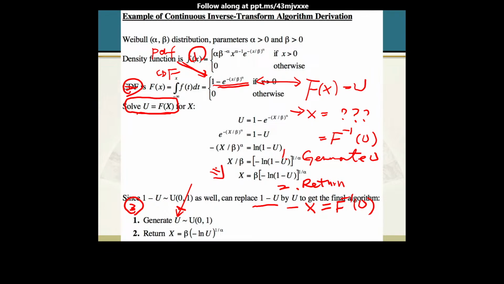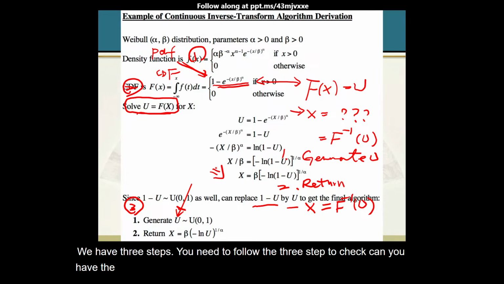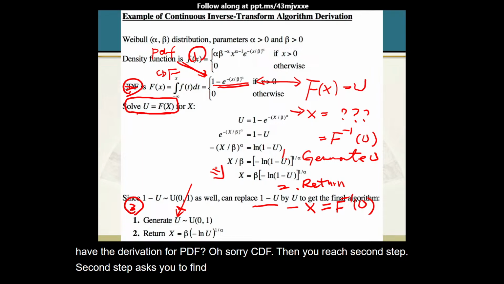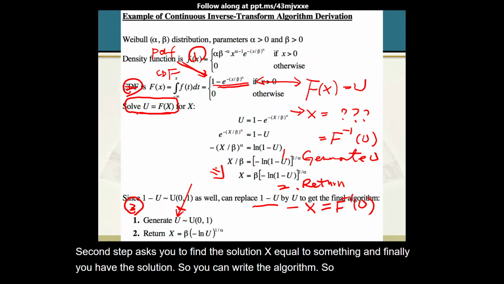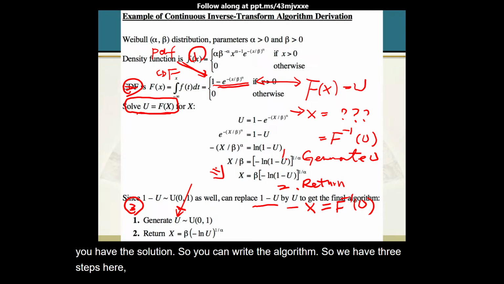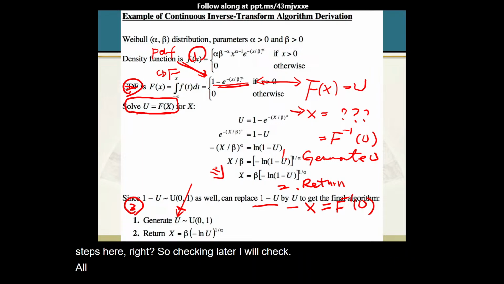We have 3 steps. You need to follow the 3 steps to check. Can you have the derivation from PDF to, oh sorry, CDF. Then you reach the second step. The second step asks you to find the solution x equal to something. And finally, you have the solution, so you can write the algorithm. So we have 3 steps here, right? So check it. Later, I will check. Everything is okay about the inverse transform.